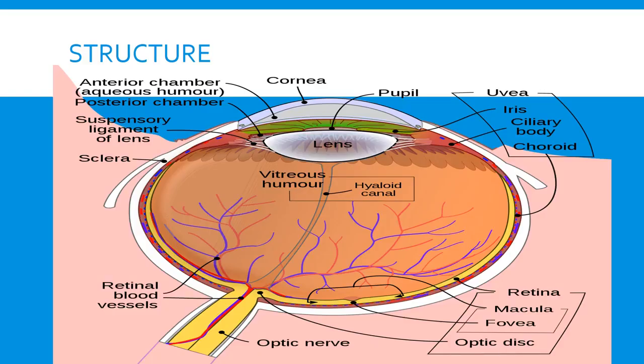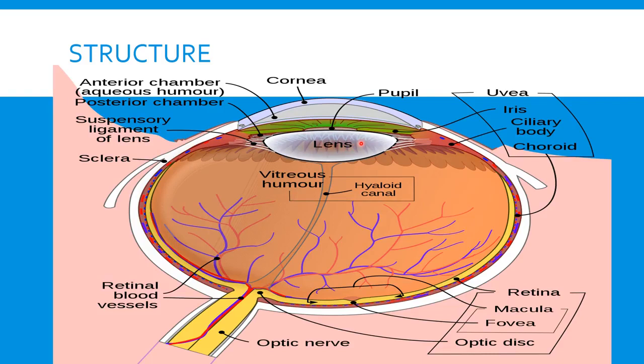The lens is a transparent biconvex structure. It is situated behind the iris pupil diaphragm. This is the iris pupil diaphragm, and this is the lens. And in front of the vitreous body, this is the vitreous body, and this is the lens.